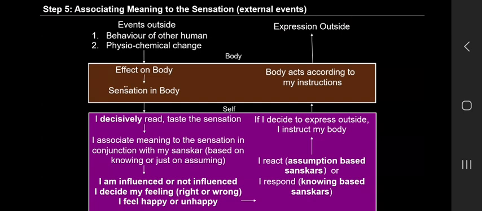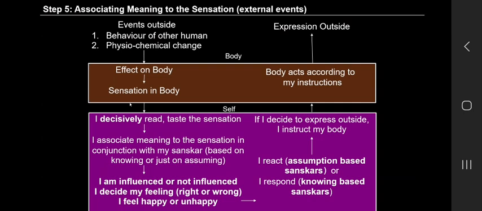Right. So let's take a 10-minute observation and we will see, are we able to see these steps happening within me? So maybe you are not interacting with other persons right now, but you can see this meaning of sensation that you associate with your sanskar. For example, there is a change in the body. Like there are some sensations taking place in the body. Now it is my sanskar. How do I receive these changes?